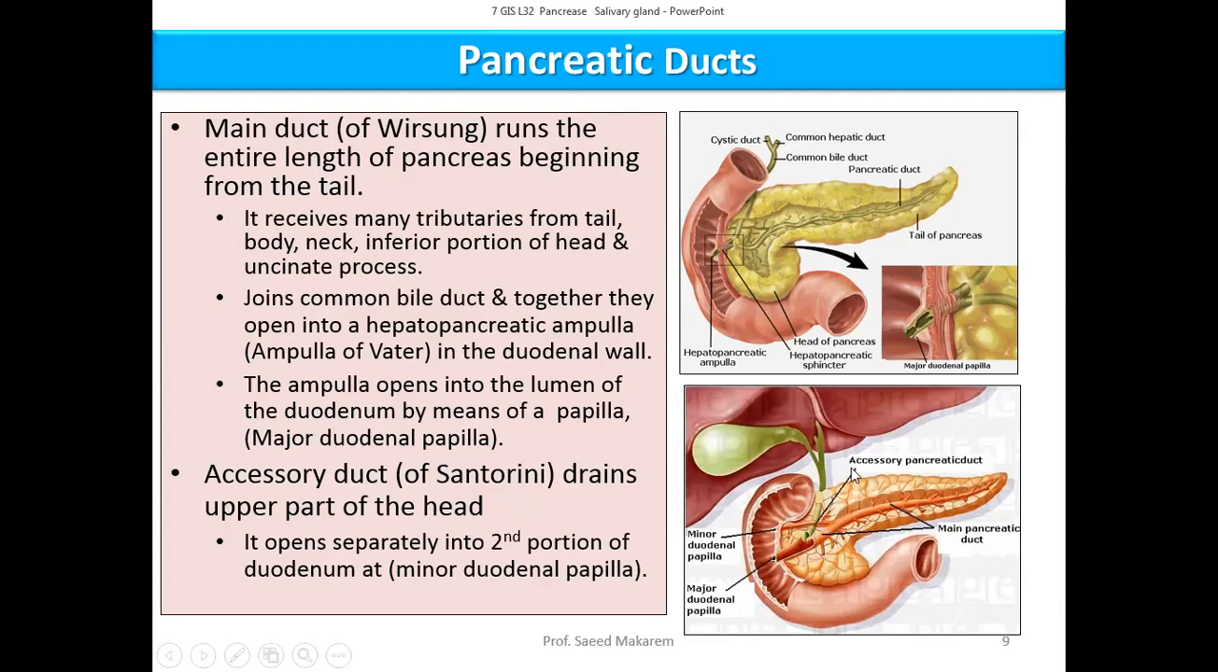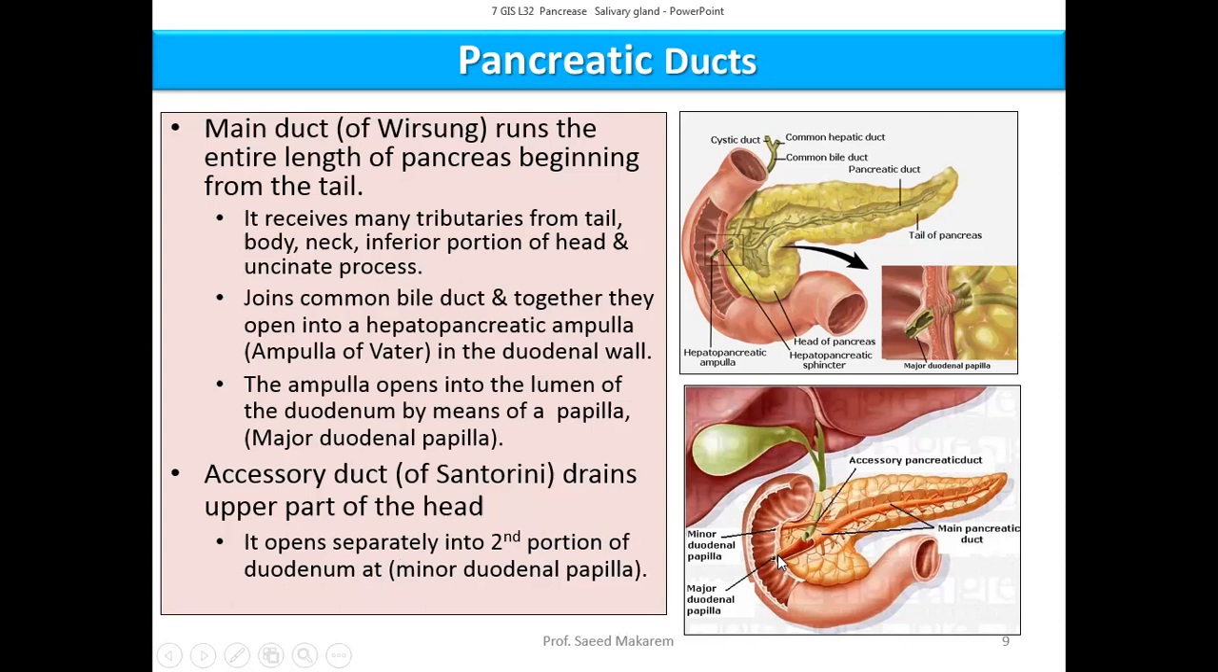Then apart from the main pancreatic duct, there is also a duct called the accessory duct, a smaller duct. This is called the accessory pancreatic duct. Here also you can see this is the accessory duct, which is also called the duct of Santorini, which drains the upper part of the head. So some part of the head will be drained by this accessory duct. This is additional. As you know, accessory means additional. It opens separately into the second portion of the duodenum at an opening called the minor duodenal papilla.